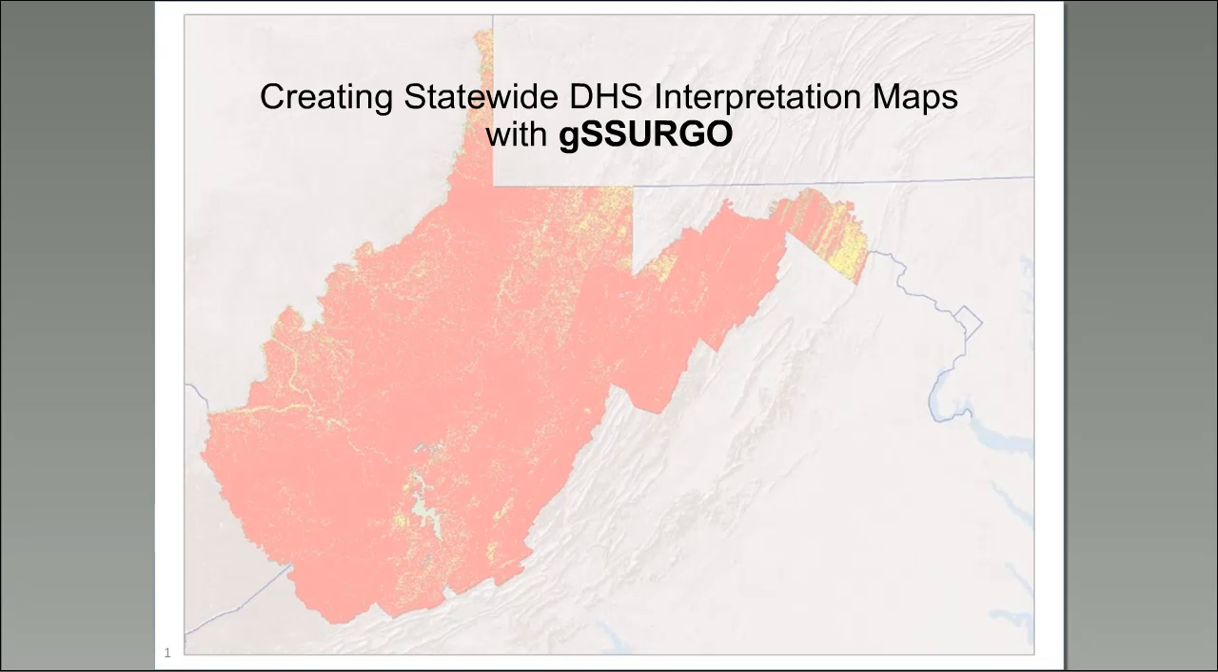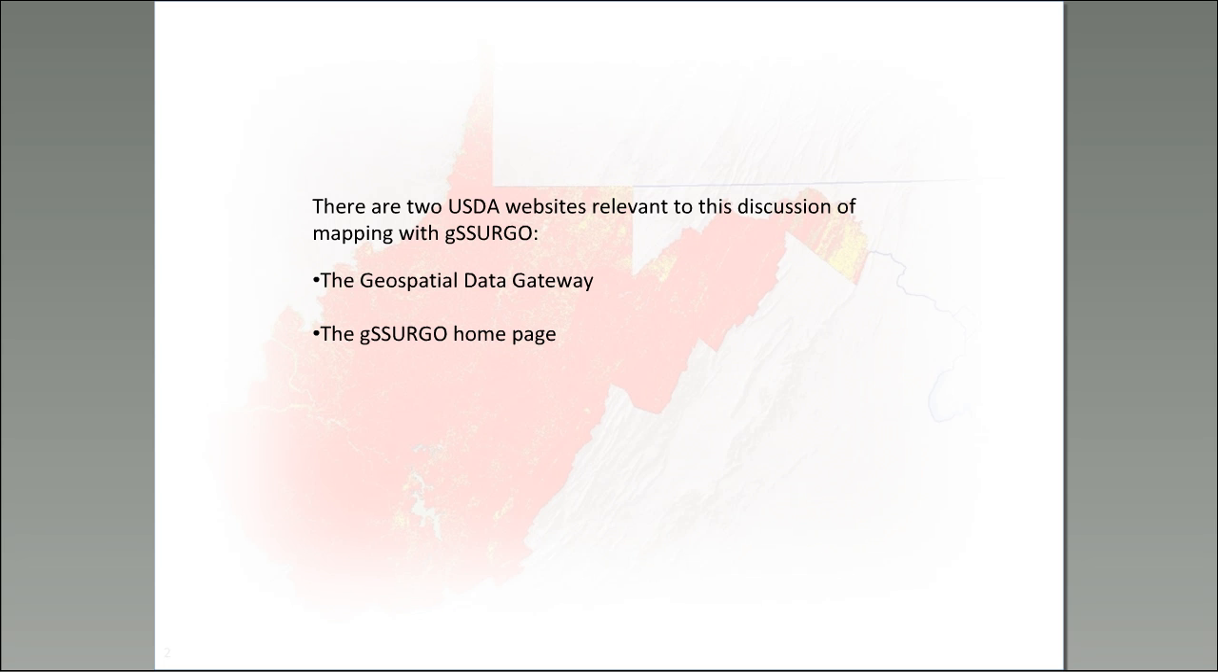The latest version of gSSURGO was just released a couple of weeks ago. And so hopefully most of you have downloaded that data. And there are two USDA websites relevant to this discussion. The first one is the Geospatial Data Gateway, and the second website is the gSSURGO homepage.